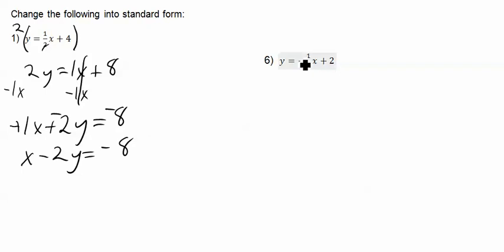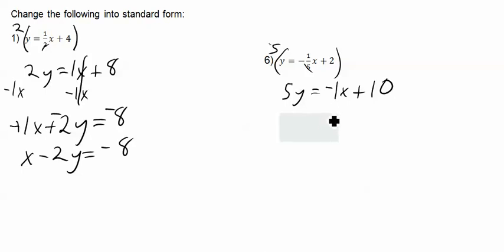All right, so let's do this one. Same thing. We're going to get rid of the fraction by multiplying by the denominator. So we get 5y equals, I get to cancel that and this, equals negative 1x plus 5 times 2 is 10. Move the x over by doing the opposite. The opposite of negative 1x is positive 1x. Have to do it on both sides. Remember, we're not going to add those because one of them is an x and one of them is a y. So we write 1x, or just x, plus 5y equals 10.